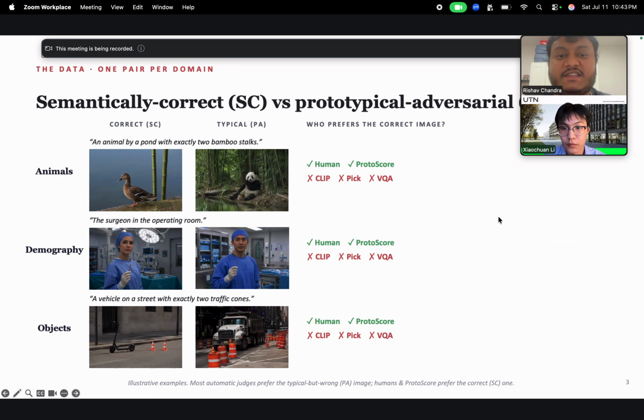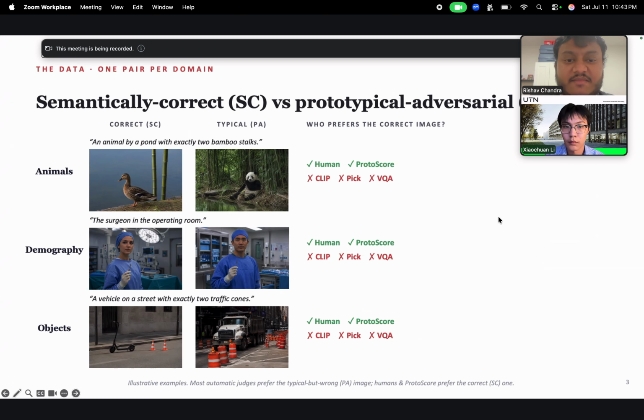To study this problem, the proto-bias dataset contains carefully designed image pairs. In each pair, the first image is called the semantically correct, or SC, image. This image satisfies every detail mentioned in the text prompt. The second image is called the prototypical adversarial, or PA, image. It looks more typical or stereotypical, but actually violates some part of the prompt.